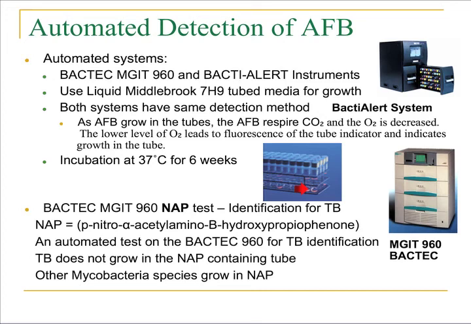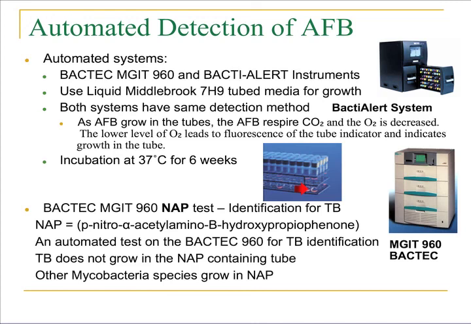Most laboratories have moved into automated testing for the mycobacteria because it speeds up detection over the growth on solid media. The two instruments most used for automated detection are the BACTEC MGIT 960 and the BacT/ALERT. They use liquid Middlebrook 7H9 series media that are in tubes. Both systems have virtually the same detection method.